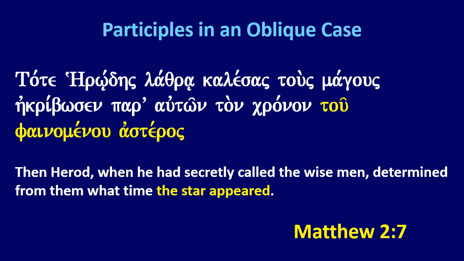Even though you don't see that in the English translation, it would be very difficult or awkward to translate it as such into English. And so they just basically make it sound like a verb phrase, the star appeared. But in the Greek, it's actually an adjectival participle functioning attributively like an adjective.